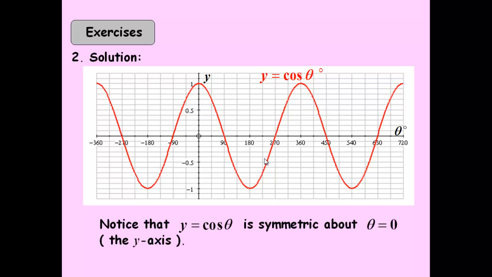So there's the cos graph. Notice it's symmetrical about the y-axis, so it's symmetrical in the y-axis, so cos of any angle is the same as cos of minus the same angle. So in other words, cos 60 has got the same value as cos minus 60.